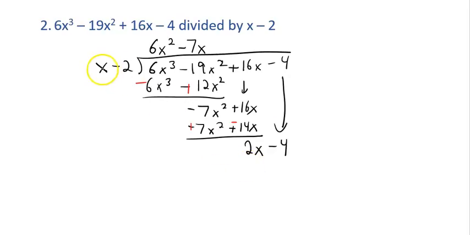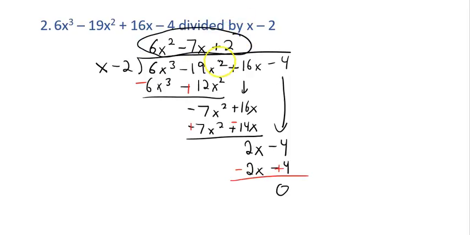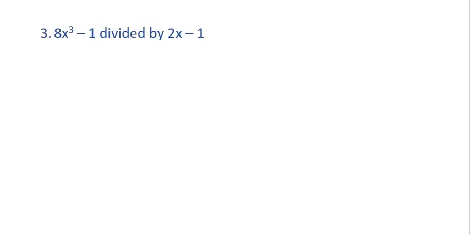And then I ask, what do I multiply by x to get 2x? And that would just be a 2. So I put a plus 2 on top. I multiply, get 2x minus 4. And then change my signs. And I add down, and they both go away, so I have a remainder of 0. My answer is the 6x squared minus 7x plus 2 found at the top.